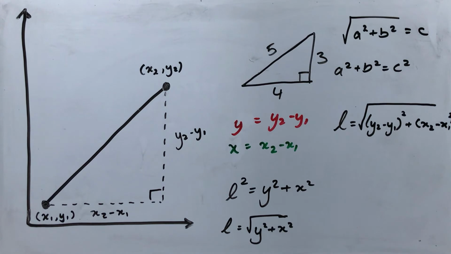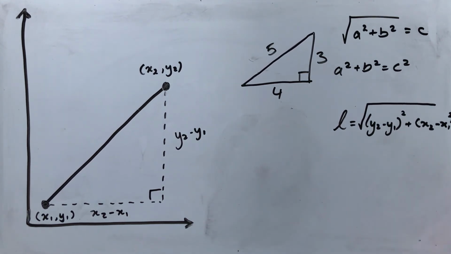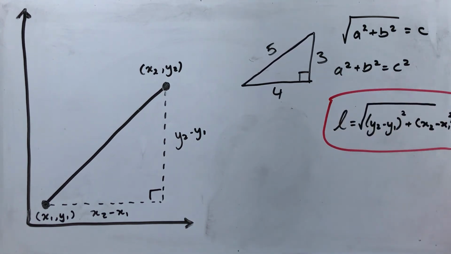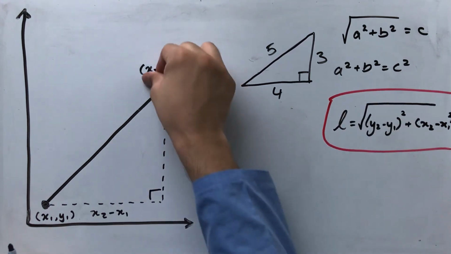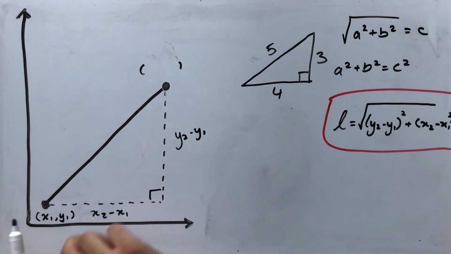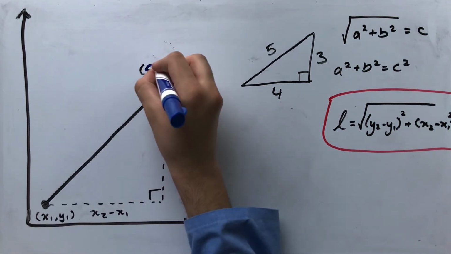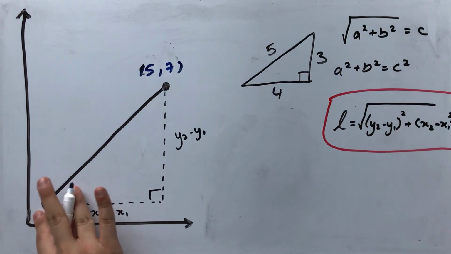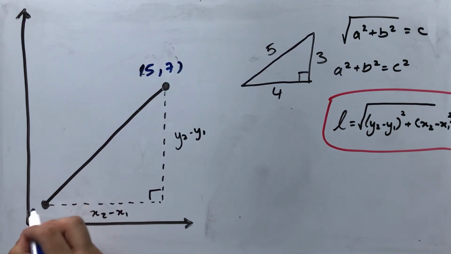Okay? So now let's apply this to a line that actually exists. This is the formula of how to find the length of any line. Okay, and we've derived this from Pythagoras' theorem. And it's a great way to illustrate it, by the way. So instead of these imaginary points, let's call this point 5 and 7, and we can say this point is 2 and 3.